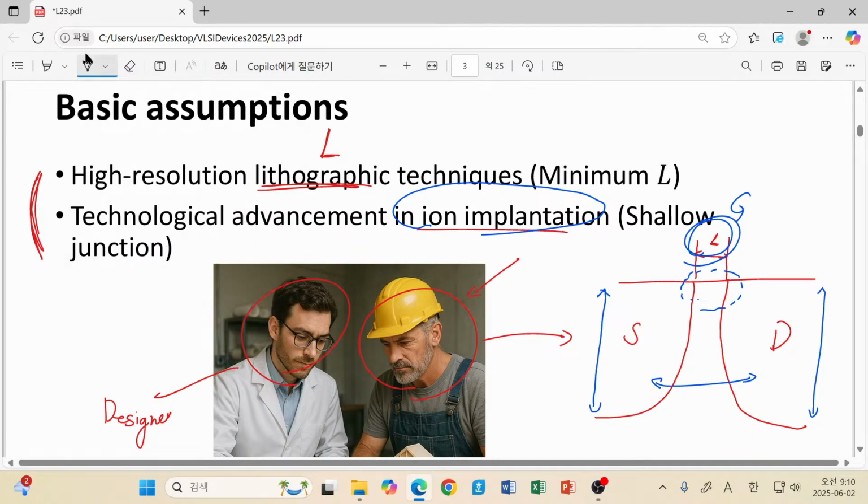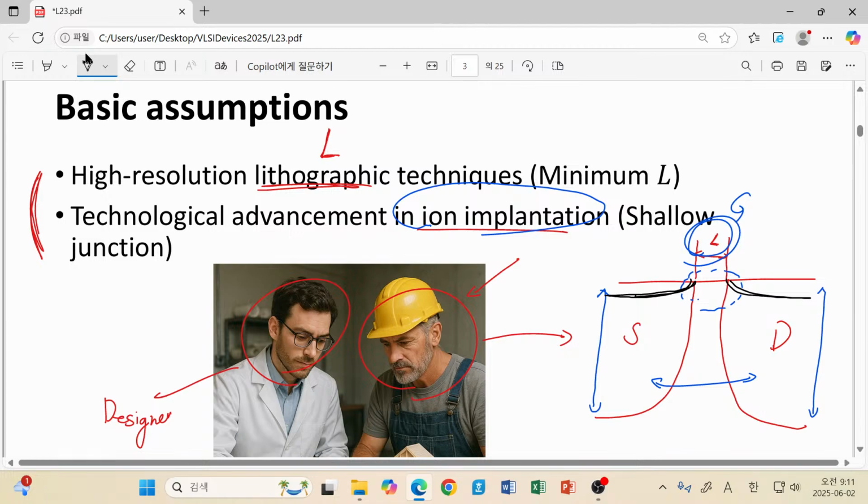For example, I want to make a shallow junction. It is quite easy to say. I want to make a 10 nanometer thick junction, or a 20 nanometer thick junction. It is easy to say: please make it. However, how can we actually make it?